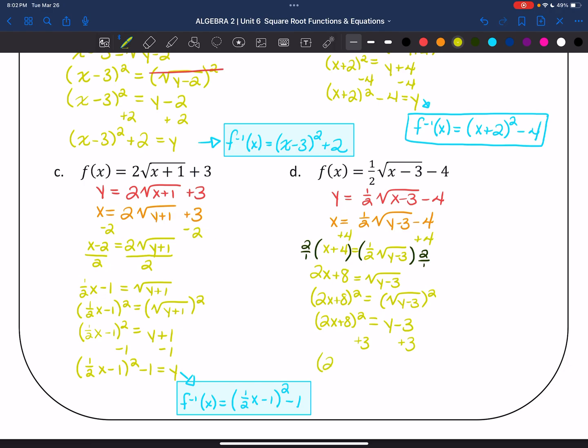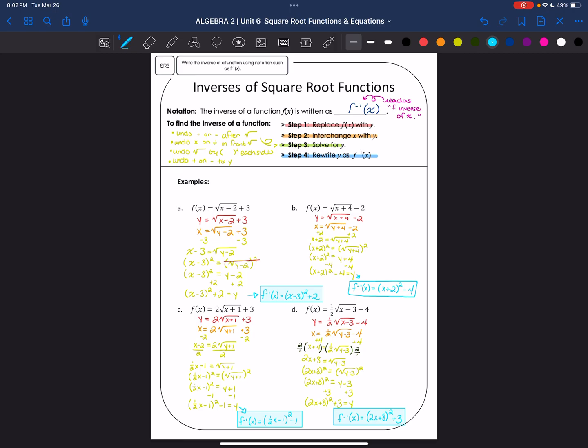So we would have that binomial squared plus the 3 is what y is equal to. So we write that inverse function f inverse of x is going to be 2x plus 8, that is squared, and add 3 to it. There you go, guys. That is the process of finding the inverse of a square root function.